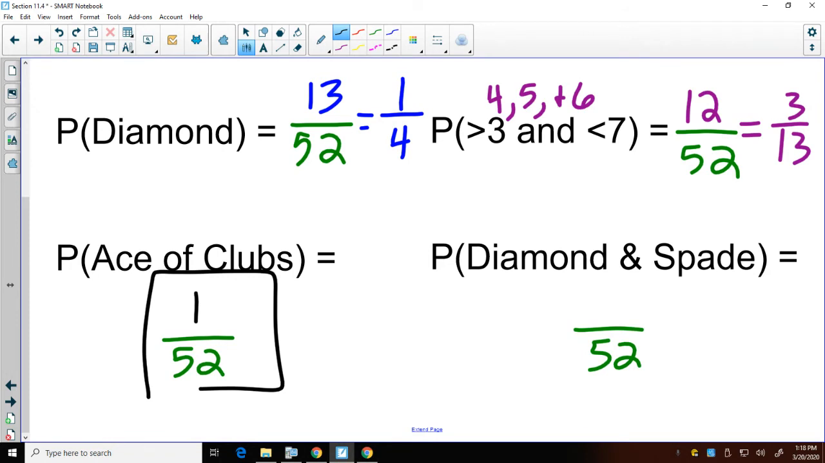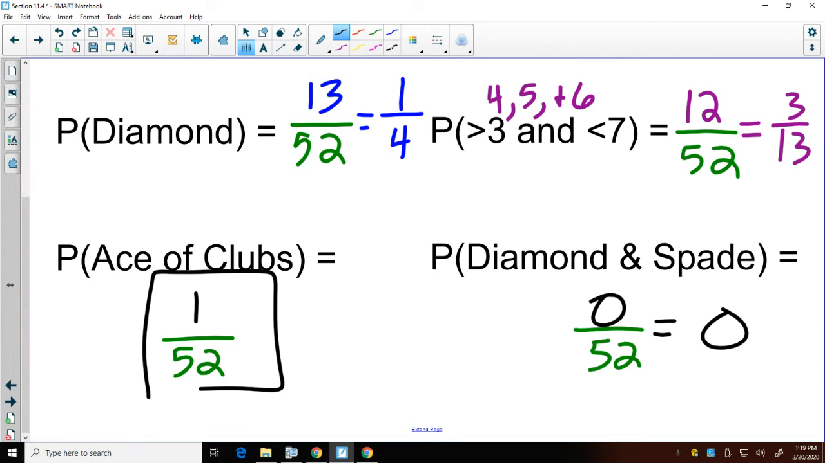Okay? And then last but not least, the card that you pull out must be a diamond and a spade. Is it possible to pull out a diamond and spade card? That means you're a diamond and a spade at the same time. Can you be a diamond and a spade at the same time? No. So what's the probability of pulling a diamond and a spade? 0 out of 52, which is 0. There's that 0 sneaking back in. See, not too bad. I know it can be very confusing at times.